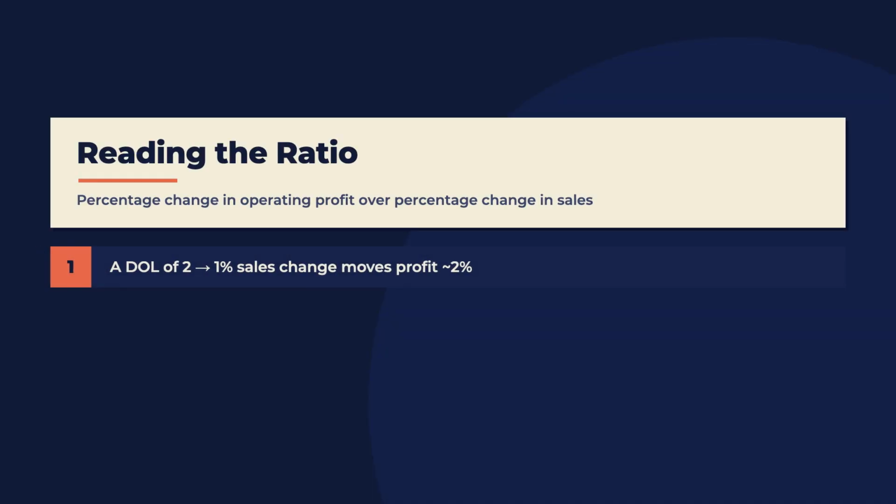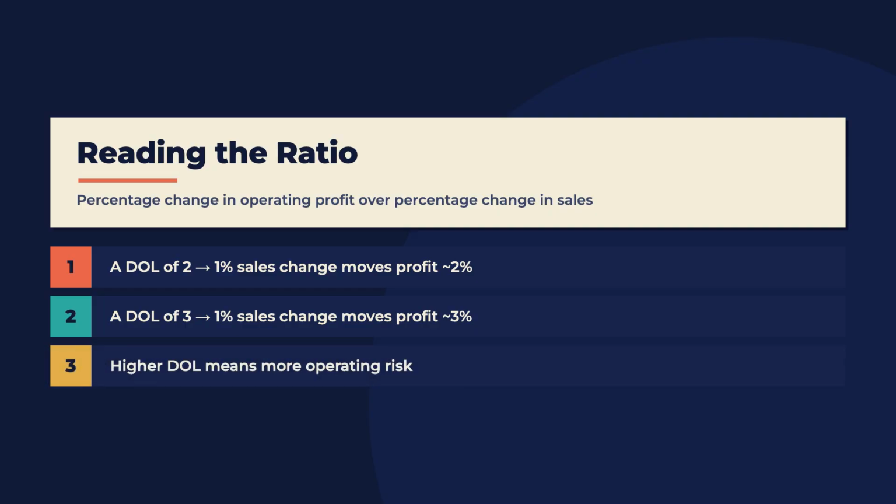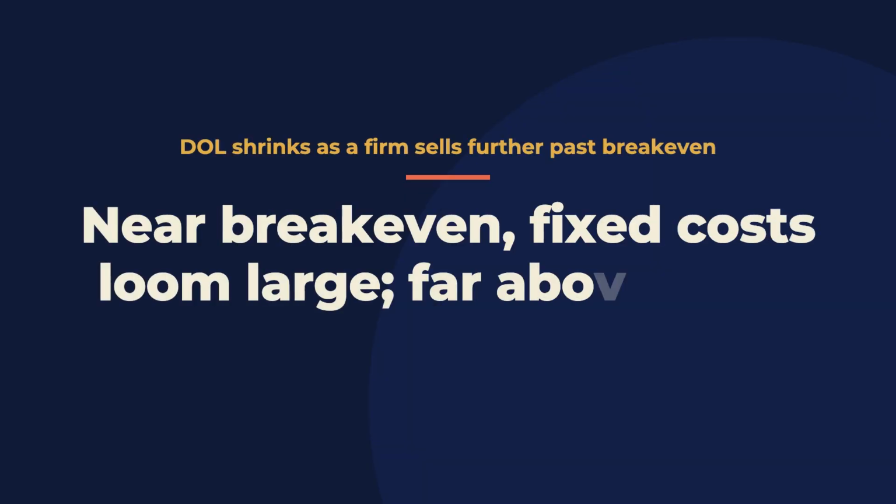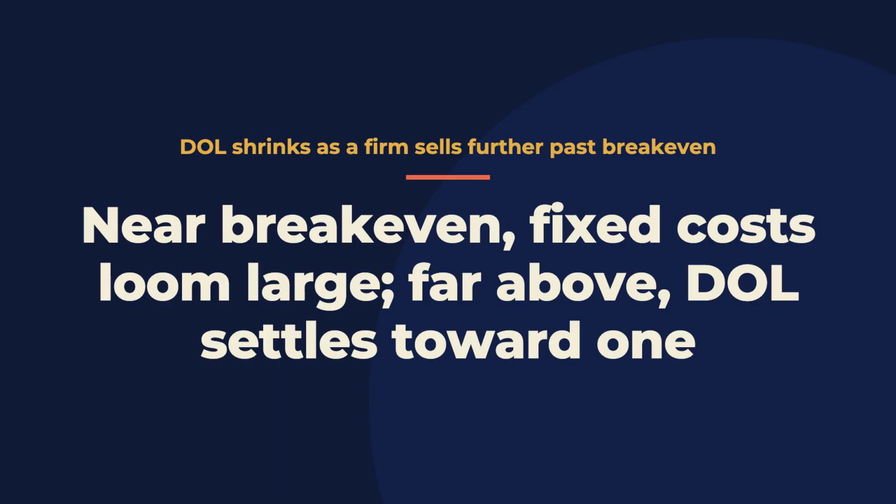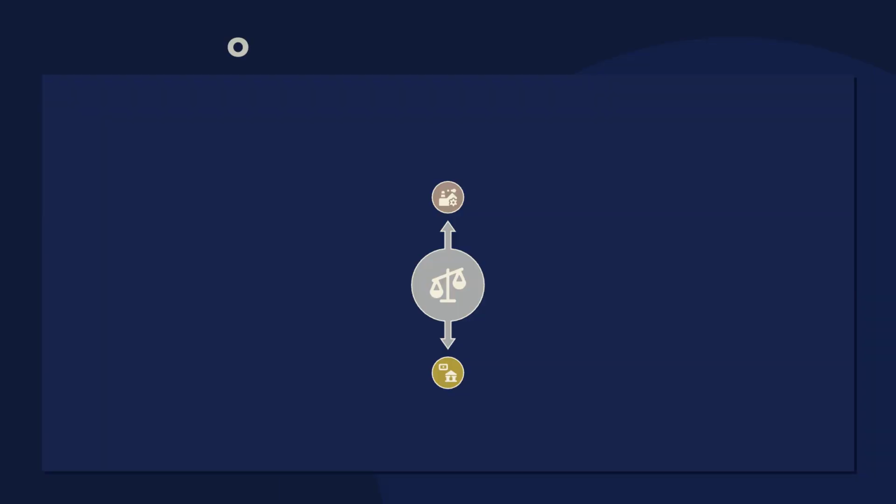The measure is a ratio, operating profit's percentage change on top, sales percentage change on the bottom. A degree of 2 means a 1% sales move produces roughly a 2% profit swing. A degree of 3 makes that swing 3%. The larger the number, the more violently profit reacts and the more operating risk the firm carries. This measure is taken at a specific sales level, not fixed forever. Close to break-even, fixed costs loom large against thin profit, so the degree of operating leverage is higher. Far above break-even, it settles toward 1, since fixed costs become a smaller relative drag.